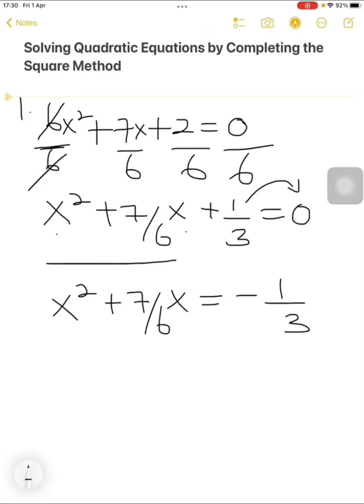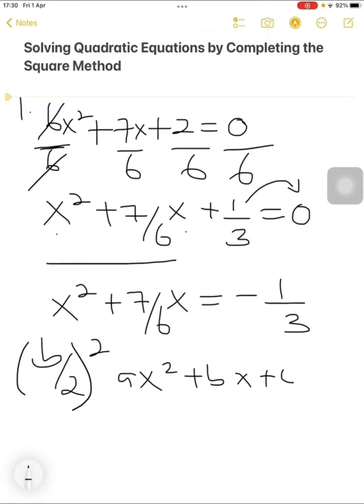But how are we going to know what we are supposed to add? We said that the third term you're supposed to take b all over 2 squared, and b you should get from, let's say for example, our standard quadratic equation, which is normally ax squared plus bx plus c is equal to 0. So this is the b. The value for b, even if it's a fraction, you have to take all of it. Take all of it, divide by 2, and then you square. So in our case, our value for b is 7 over 6.